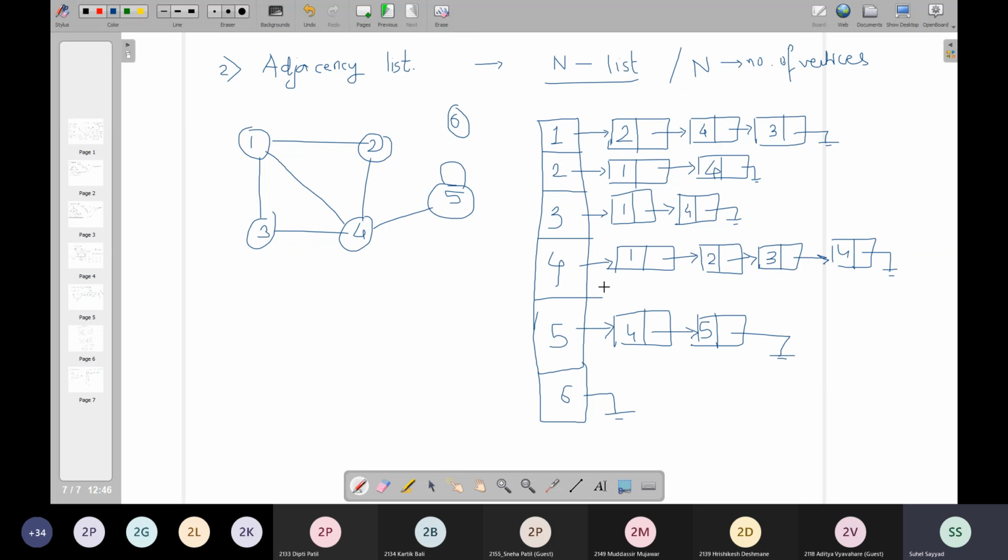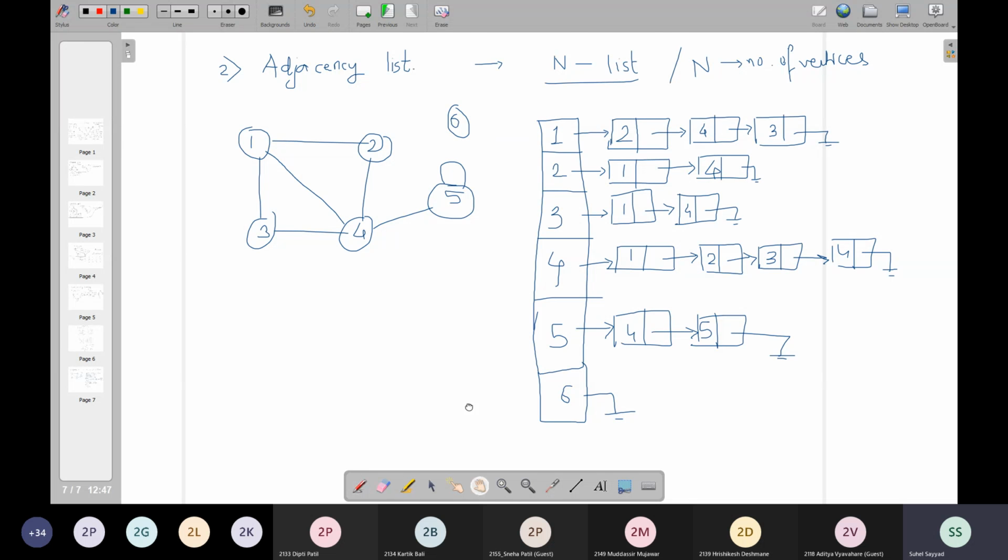That linked list itself is empty. Did you understand? When will it happen? When you are dealing with an isolated vertex. Very good, very good. Now this example, my dear students, was for an undirected graph, right? This was for an undirected graph.